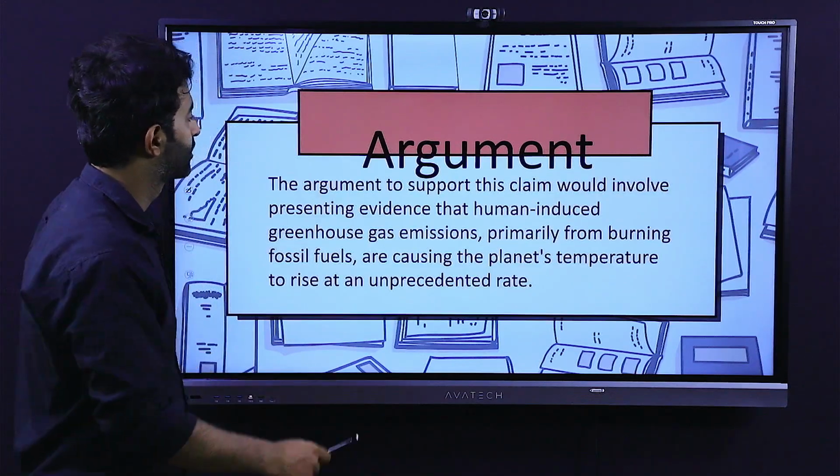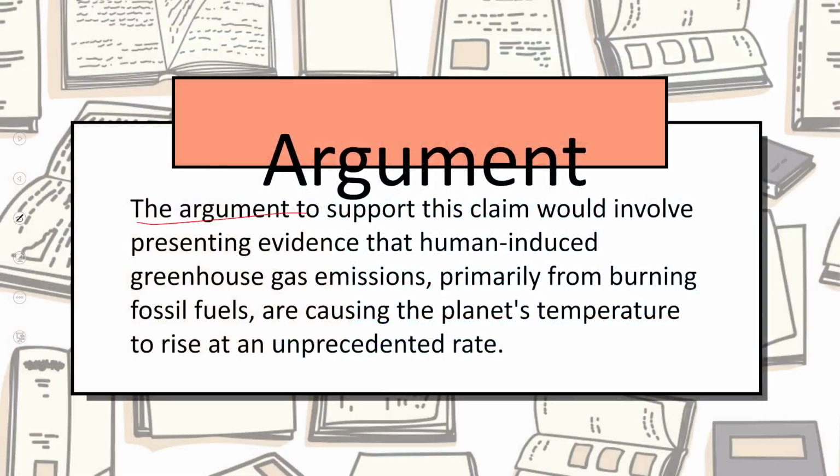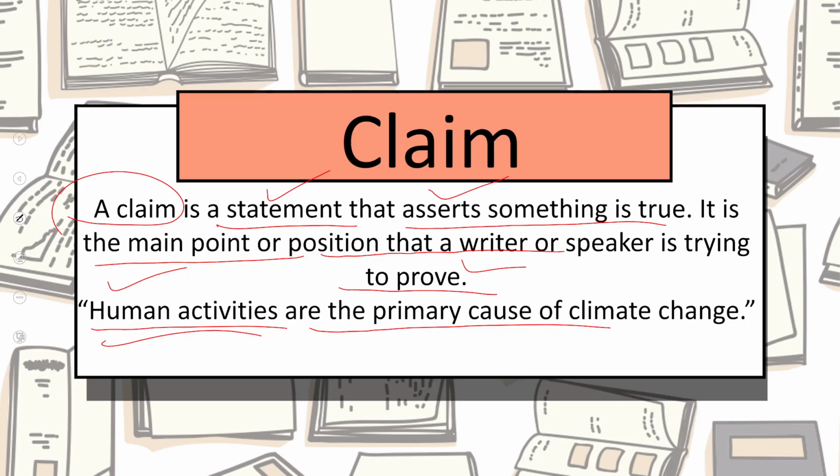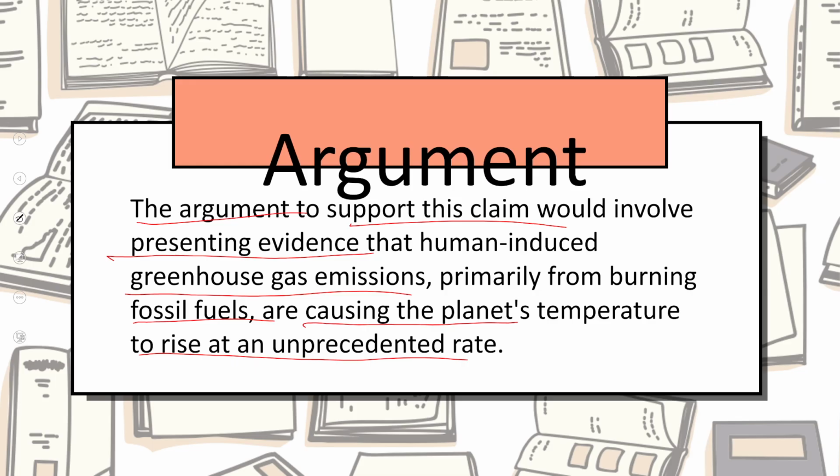Now, the argument to support this claim would involve presenting evidence that human-induced greenhouse gas emissions, primarily from burning fossil fuels, are causing the planet's temperature to rise at an unprecedented rate. Now, if you look back, this is our claim. Now we are talking about an argument.